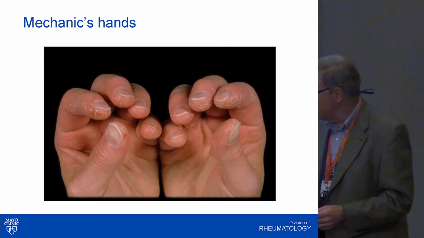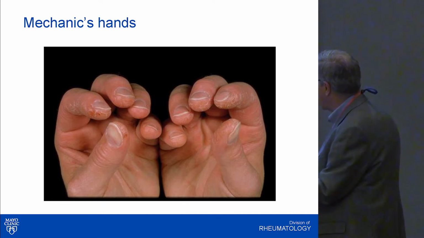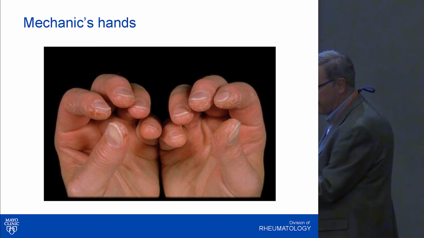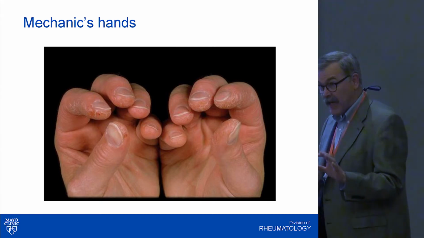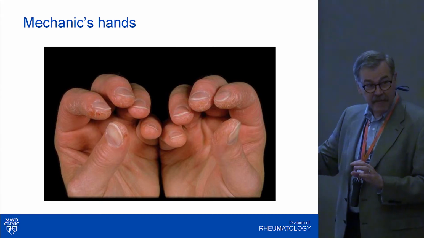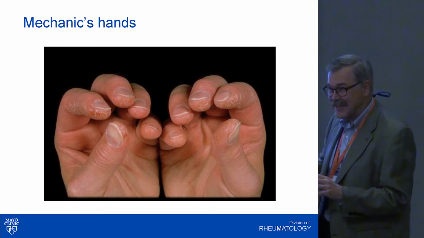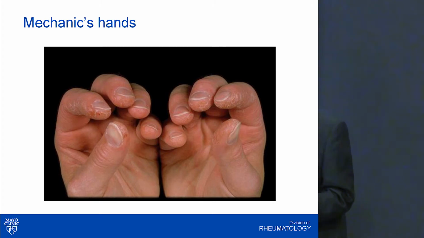So here's an image of mechanic's hands, this dry, cracked skin. This shows it over the fingertips. It can be on the palms. If I showed up in the job that I do with fingers like this, everybody would know it's abnormal, right? So it's seeing this sort of hands that look like they belong on somebody who works with their hands.